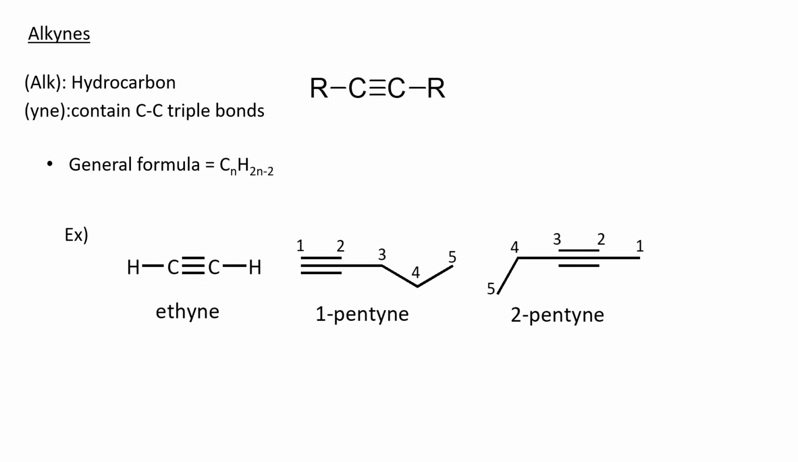Alkynes are hydrocarbons with a triple bond. Their general formula is CnH2n-2. And a few examples, you don't have to memorize the names, but a few examples of hydrocarbon alkynes are ethyne, pentyne, and 2-pentyne.